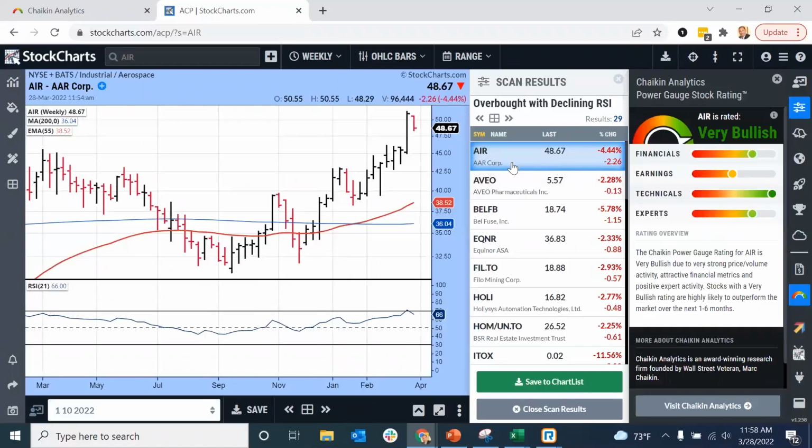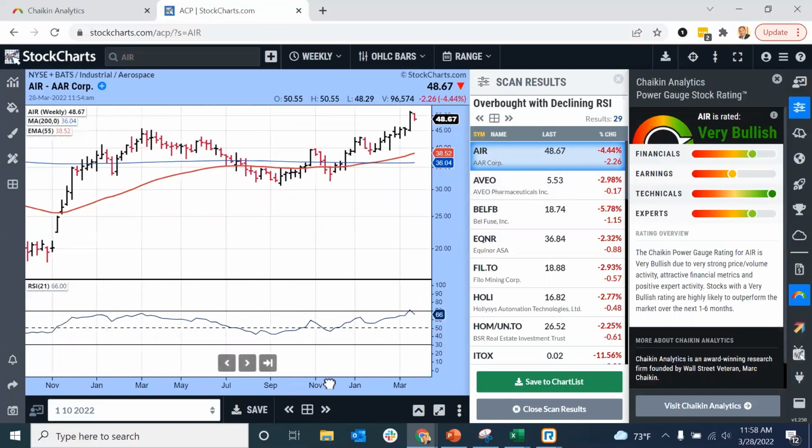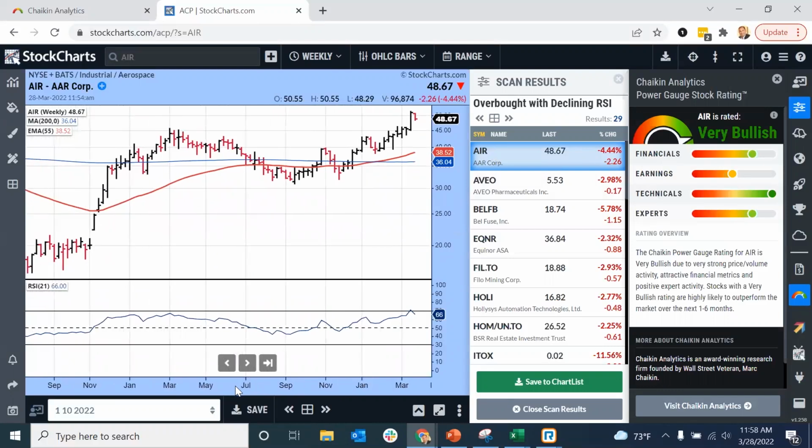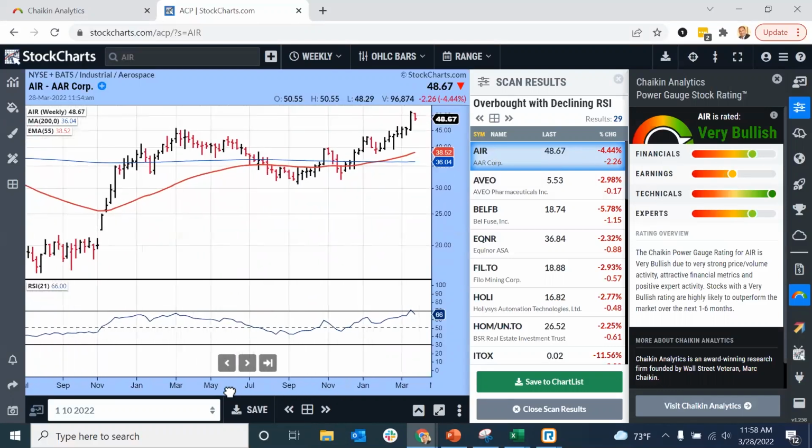And lo and behold, when you pull up a stock, you can see our rating and how it's broken down between financials, earnings, technicals, and experts. And we'll go over that a little bit. If you need a refresher on that, just look us up at chaikinanalytics.com and go look at our Power Gauge rating, and it explains exactly all the different factors in there as well.